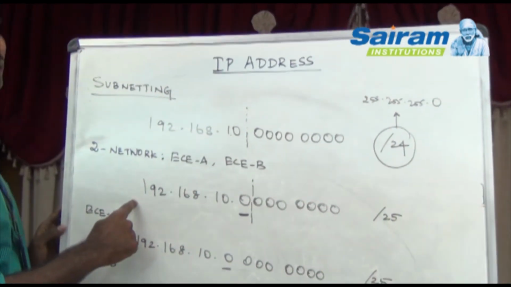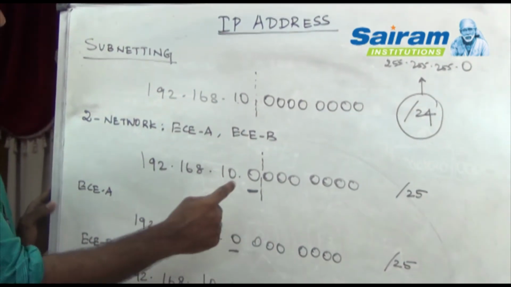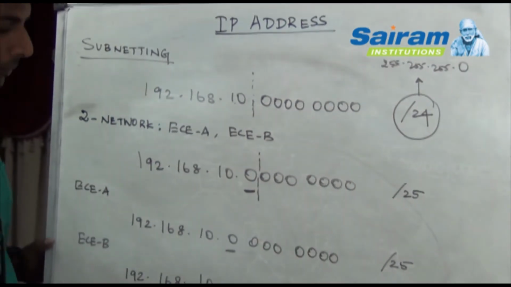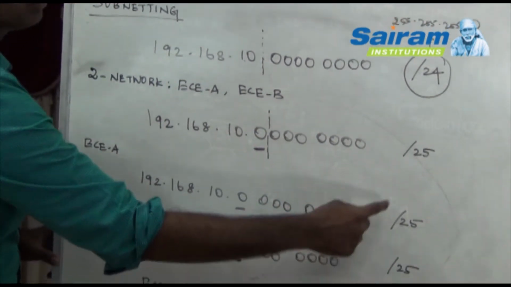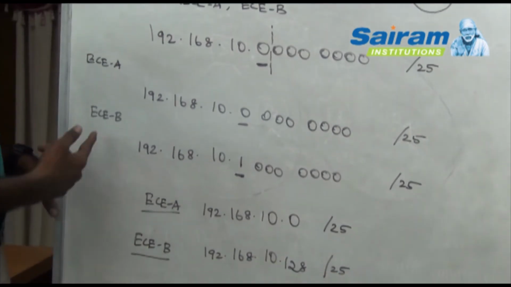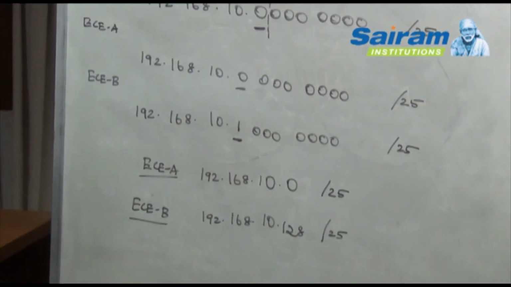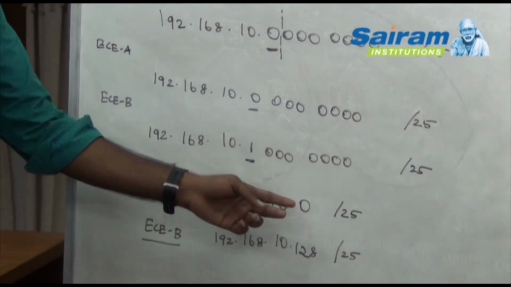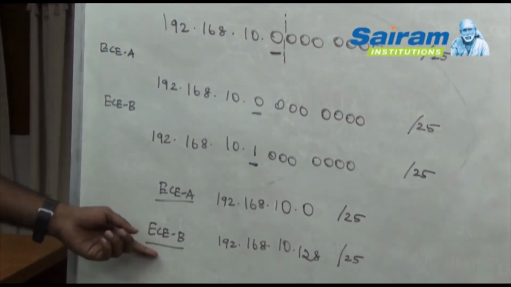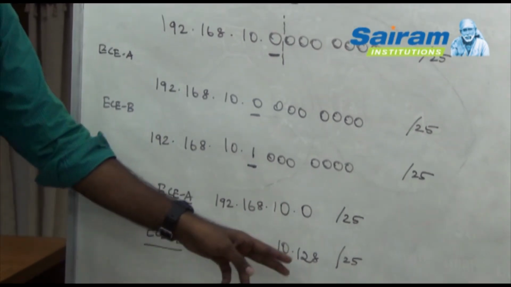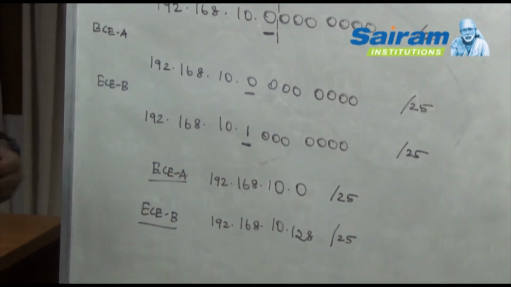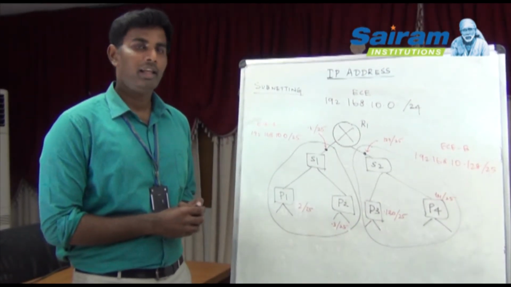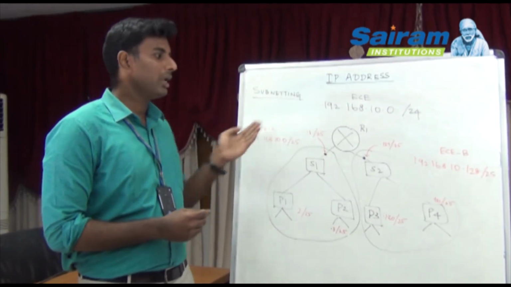Similarly, for the new network, I borrow 1 bit from the host portion, which means I have increased the subnet mask as well as the prefix value to 25. Similarly, for ECEA, I have 25 as the prefix value, ECEB, 25 as the prefix value. So my new networks will be, for ECEA, 192.168.10.0/25. Similarly, for ECEB, 192.168.10.128/25.